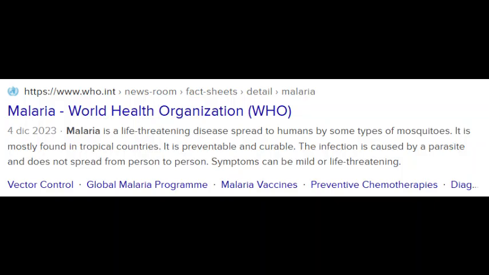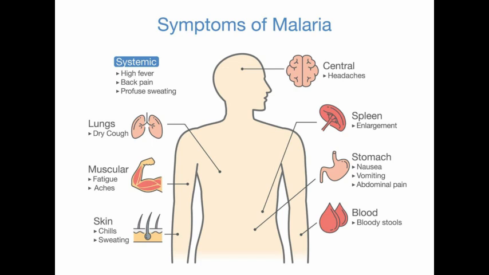Now we have malaria. Malaria is a life-threatening disease spread to humans by some types of mosquitoes. It is mostly found in tropical countries. It is preventable and curable. The infection is caused by a parasite and does not spread from person to person. Symptoms can be mild or life-threatening. Symptoms of malaria: systemic high fever, back pain, profuse sweating, lungs dry cough, muscular fatigue, aches, skin chills, sweating, central headaches, spleen enlargement, stomach nausea, vomiting, abdominal pain, blood, bloody stool. So do you see a pattern yet? Those symptoms, I'll just point out, were basically the same as those for high altitude sickness, so-called.